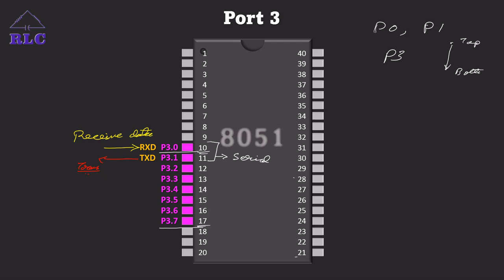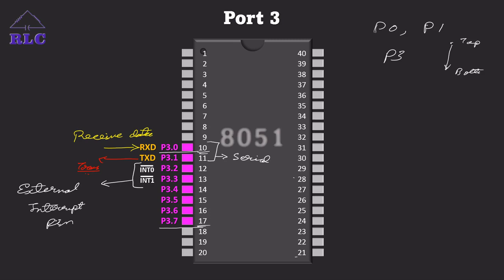Next, P3.2 and P3.3 are interrupt 0 and interrupt 1 pins. These two pins are external interrupt pins. Same as the reset pin we have seen: when we press reset, the microcontroller stops or terminates all its operations, resets all the values to 0, and the program counter is set to the 0000 location.